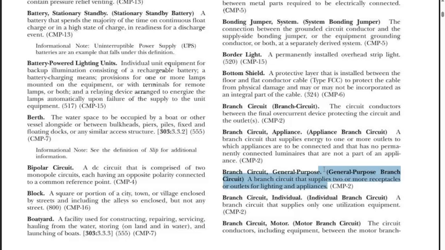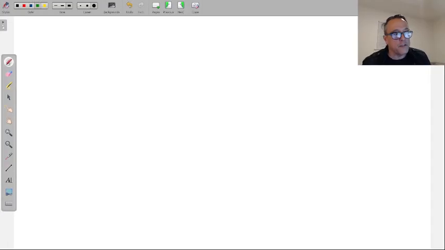The general purpose branch circuit, for example, you could plug an appliance into one of these, but there will be lighting and other things connected, or allowed to be connected, to this circuit as well. An example of a general purpose branch circuit would be the wires going to a bedroom, where who knows what the person's going to plug in. It could be an appliance because somebody could have a little mini fridge in there, but most likely there's going to be a lamp, computer, or something like that. So that would be considered a general purpose branch circuit.